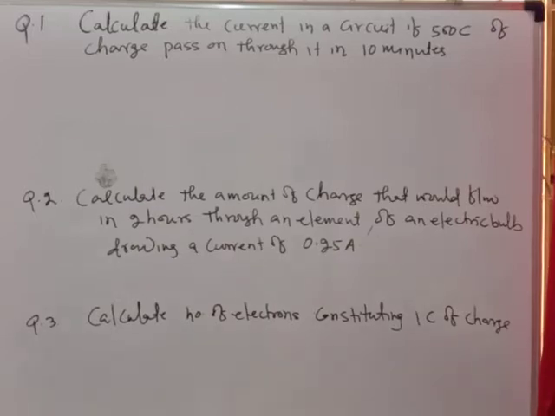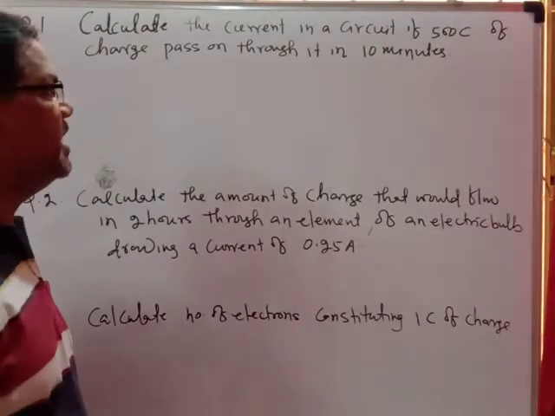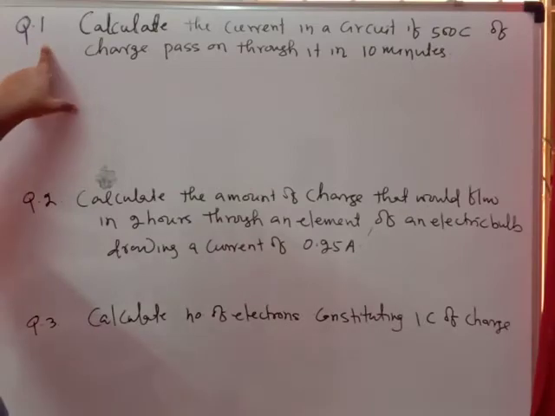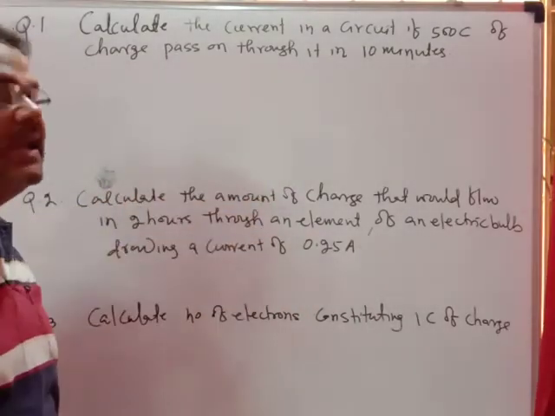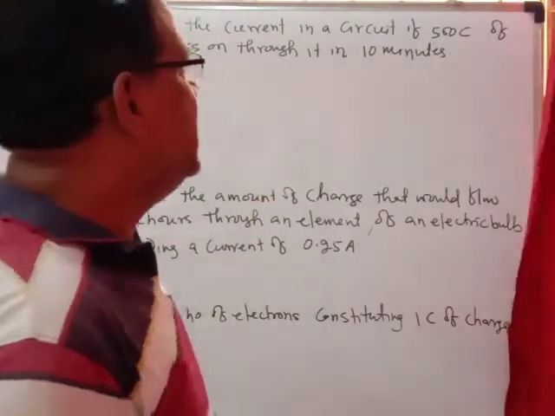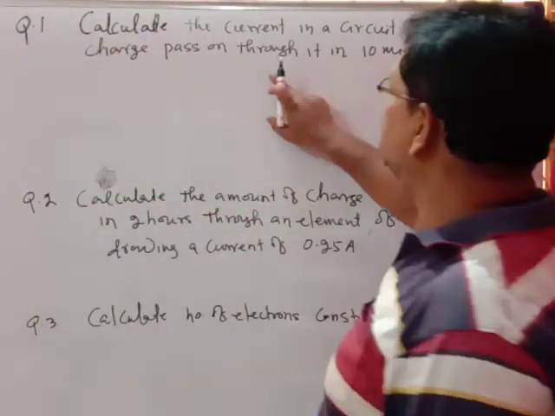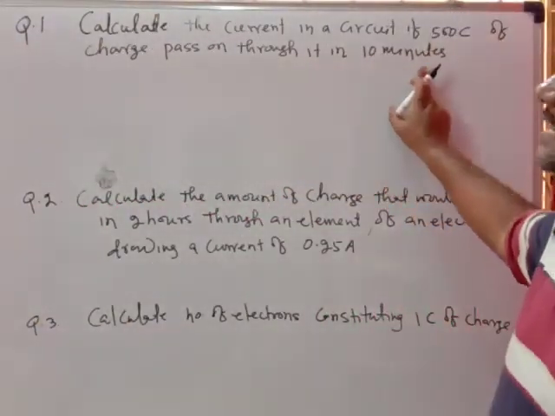Taking some numericals based upon electric current. The question number 1 is: calculate the electric current in a circuit if 500 coulomb of charge passes through it in 10 minutes.